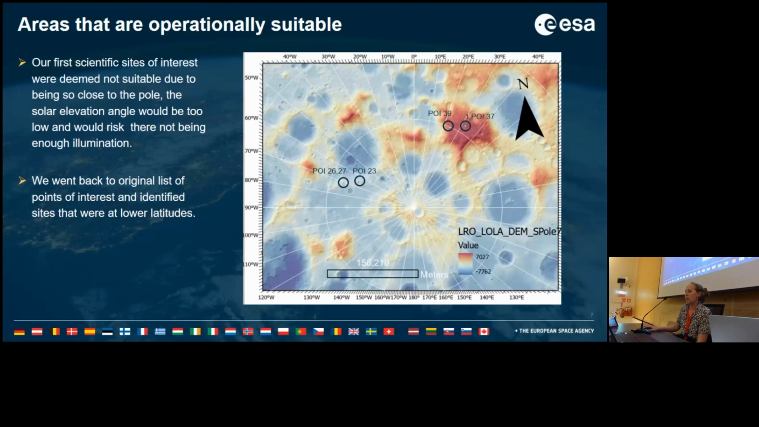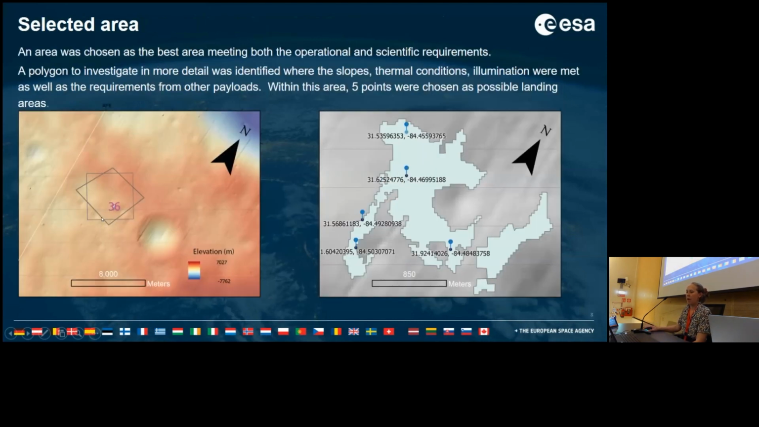And the area that we decided to focus on was this POI 37 up here on the plateau. And so the selected area was this square diamond region. And within this, we mapped out a polygon where the slopes, thermal conditions and illumination had good conditions and also met the requirements from the other payloads. And within this polygon, or the blob as we called it, there were 5 points that were identified from one of the other payloads to investigate further.